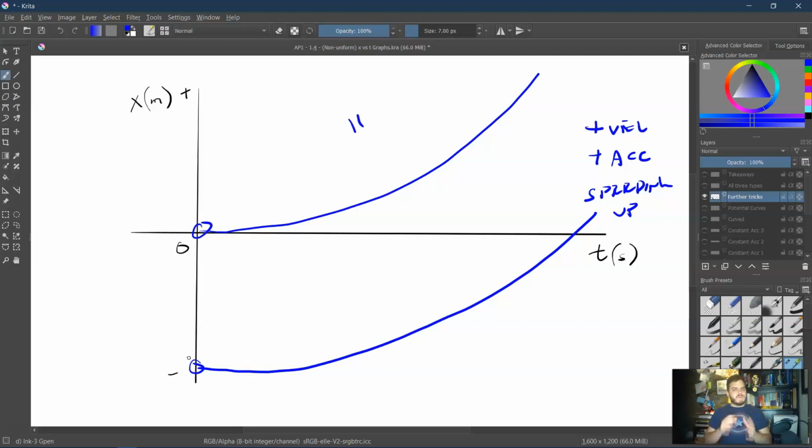So don't focus on where the graph is starting, particularly on the position versus time graphs, because all of the graph shapes can be shifted around. Because remember, we can't get the initial position from a velocity versus time or an acceleration versus time graph for that matter. We have to be given that information separately. So it's okay if we have multiple possibilities here.